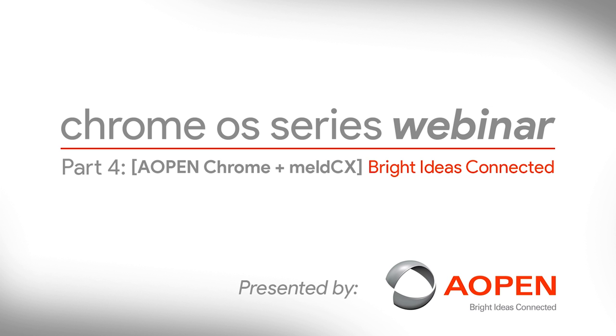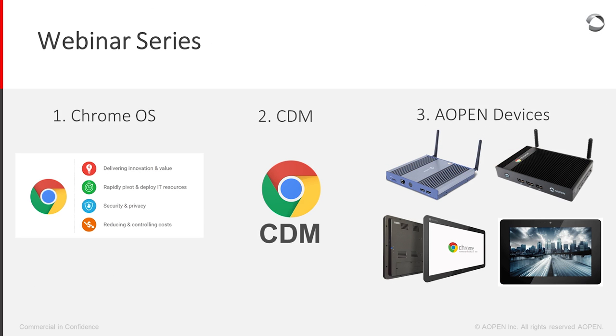Before we get going into details of today's session, I'd like to recap where we started in the first three parts of our webinar series. In part 1, we discussed the simplicity and security of the Chrome OS platform. In part 2, we explored the power of the Chrome Device Manager, or CDM. And in part 3, we pointed to the features of these new AOPEN devices that make them impressively reliable and why customers should be considering that platform at this time.